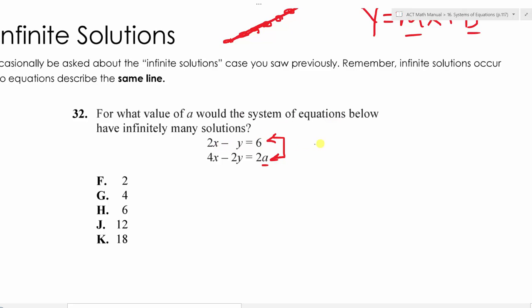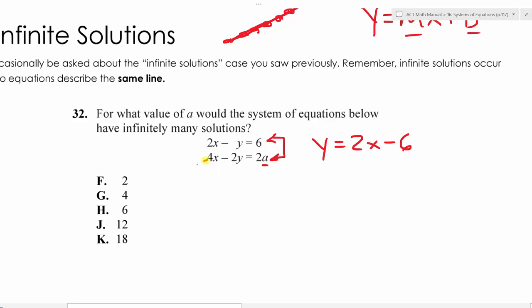So first things first, let's put both of these equations into y equals mx plus b form. So the first one, I'm going to add y to both sides, and I'm going to pull the 6 over to the left. So I would get y equals 2x minus 6. If that confused you, then just write out your steps. Hopefully you will see it.